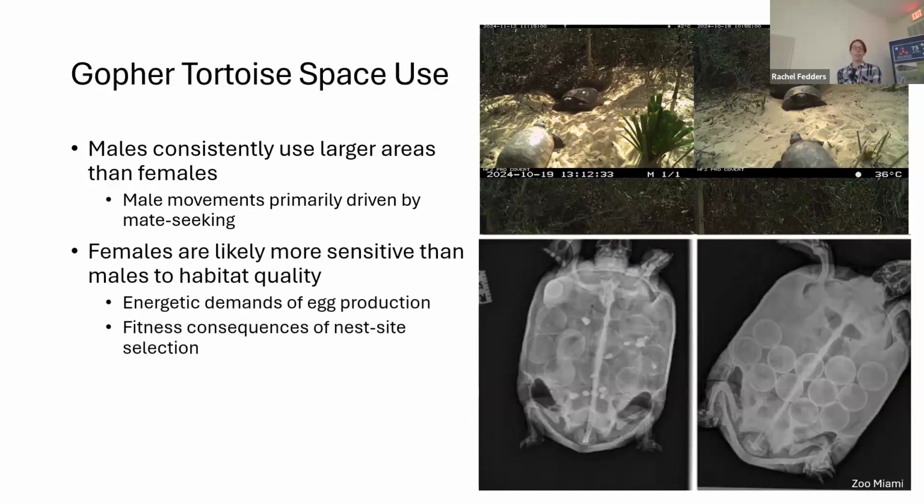And we know that females are likely more sensitive than males to habitat quality, given the energetic demands of egg production and the fitness consequences of nest site selection. You can see all of these eggs inside the body of that female. That would take a lot of energy to produce and maintain.